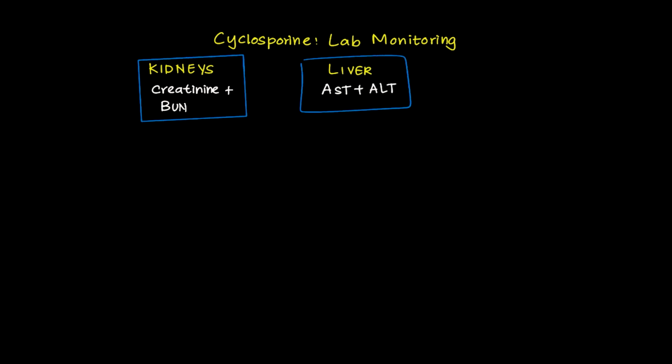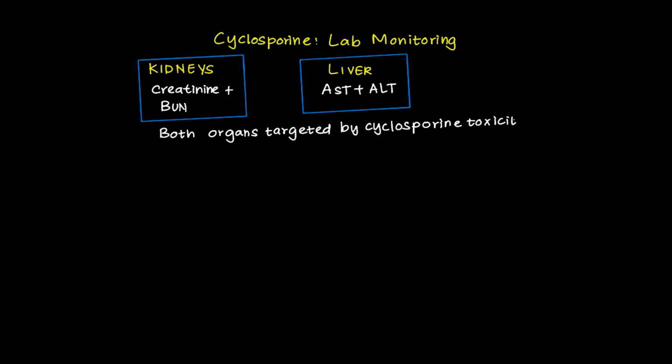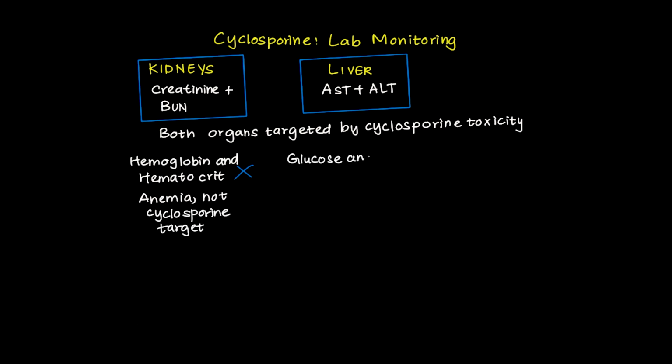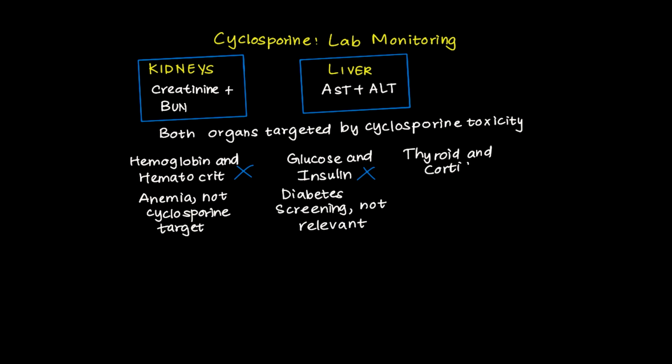For the liver, you monitor AST and ALT. These are liver enzymes that spike when hepatotoxicity develops. So the correct combination is creatinine and BUN for kidney function plus AST and ALT for liver function. Hemoglobin and hematocrit track anemia, which is not the primary cyclosporine toxicity target. Glucose and insulin are diabetes screening tools, not cyclosporine monitoring parameters. Thyroid panel and cortisol measure endocrine function that cyclosporine does not primarily affect.